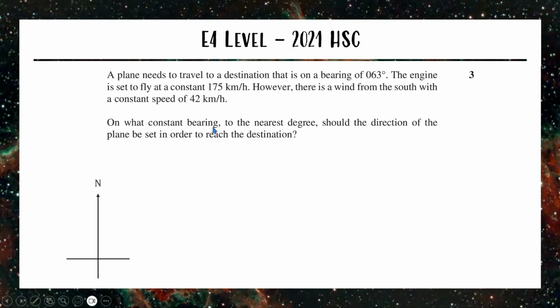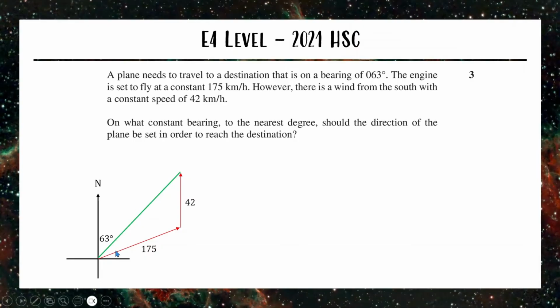So let's visualize this. The destination we want to travel to is on this green line, which is a bearing of 63 degrees. However, we can't fly on this green line because the wind coming from the south is going to push us up. So we need to fly a little bit below that line so that when we have the velocity of the plane and then the velocity of the wind together, we make this little triangle and we end up at the end of the green line.